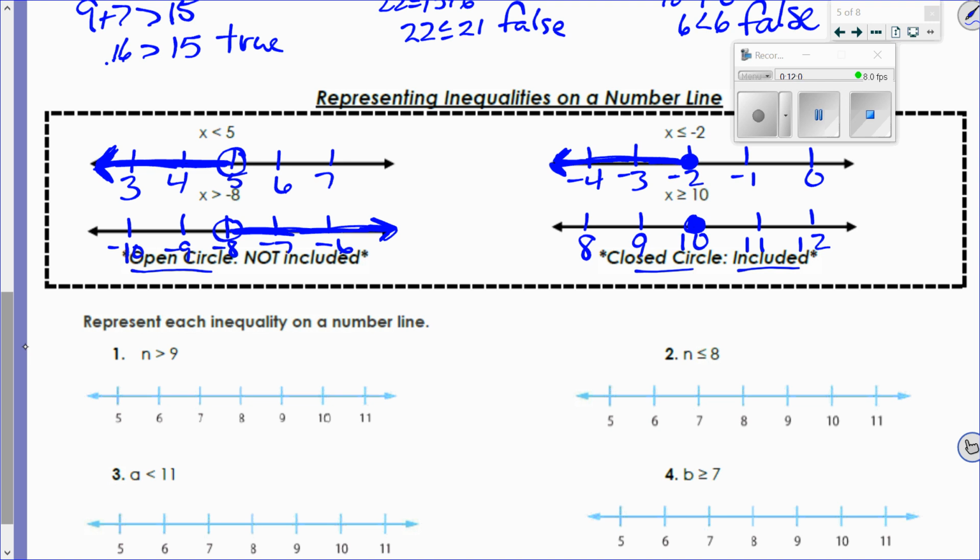Is 9 greater than or equal to 10? No, so it means it goes the other way. Is 11 greater than or equal to 10? Yes. So I know my arrow's going in the correct direction. Does this make sense? Any questions?